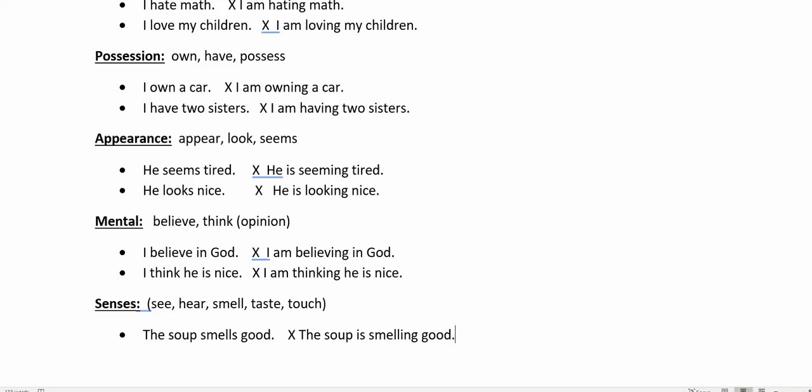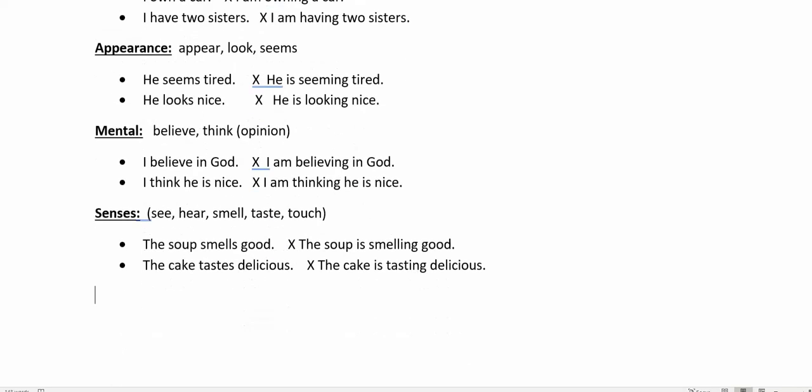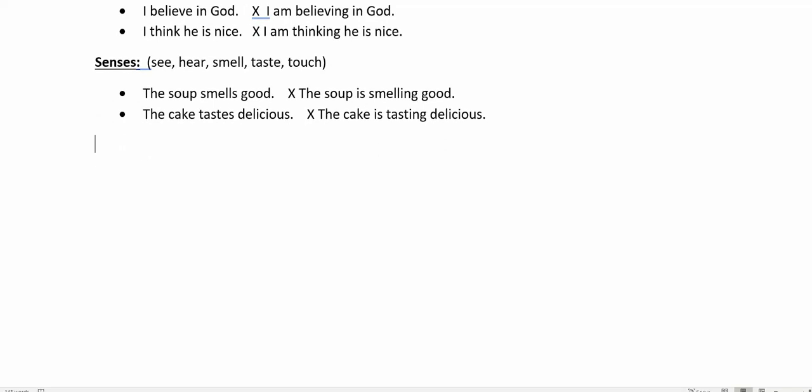All right. We would say the cake tastes delicious. So again, the cake isn't doing anything. All right. Now let me give you one more here.